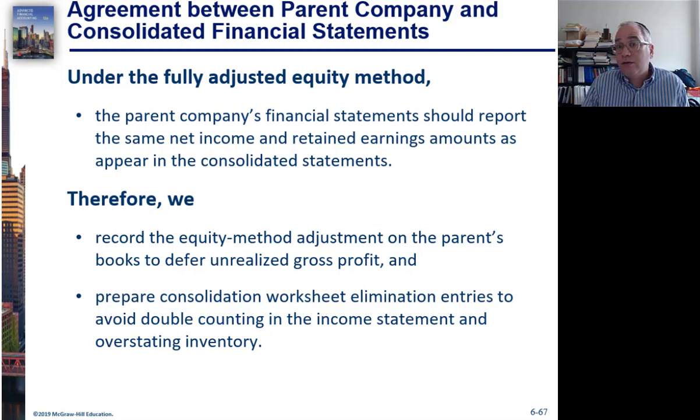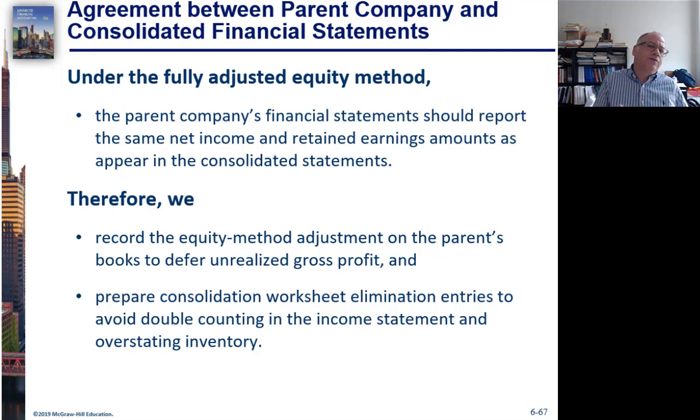So if the parent records gross profit on a sale to a sub and that gross profit needs to be deferred, then we're going to defer that gross profit so that the parent's net income still matches what consolidated net income should be. Now, you don't have to use the fully adjusted equity method. You could use the cost method or the market value method, as we call it now, or you could use what's called the unadjusted equity method, where you don't record these transactions.